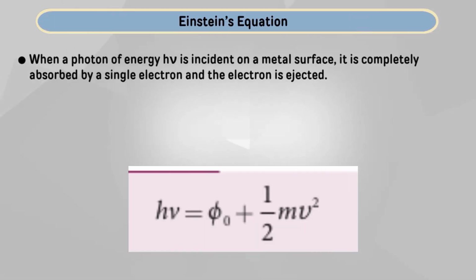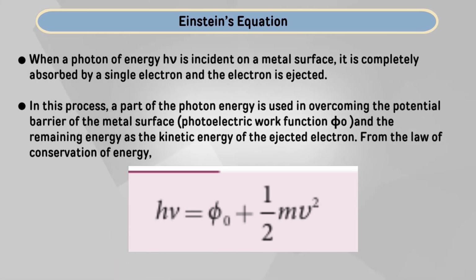Then we also know about Einstein's equation to explain this photoelectric behavior. That is, h nu, the energy of the incident photon, is equal to phi naught, which is the work function of that particular metal. This is the minimum energy required to pick out electrons from the metal surface, plus half m v square, which is the kinetic energy of the electron.